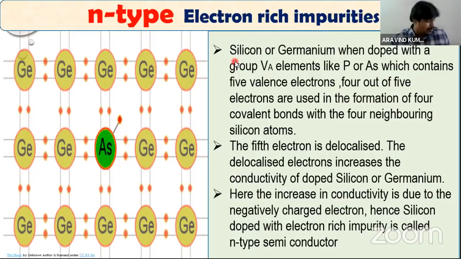Let me go a little bit broader, children. Silicon or germanium, when doped with fifth A group elements like phosphorus or arsenic, which contain 5 valence electrons, 4 out of 5 are used for the bonding, as I've explained. 4 out of 5 are used for the bonding with the arsenic atom. 1 electron is extra. This extra electron is delocalized, right? The fifth electron is delocalized. These delocalized electrons increase the conductivity. Hence, increase in conductivity is due to the negative charge. That's the reason it is said to be an n-type semiconductor.